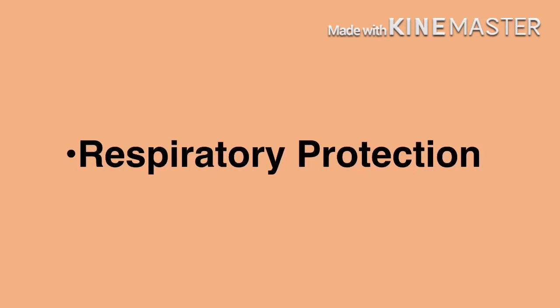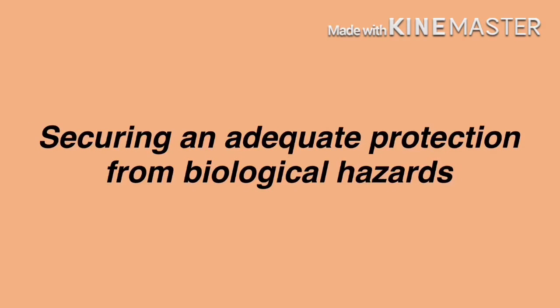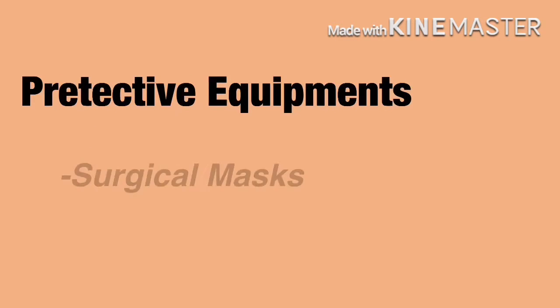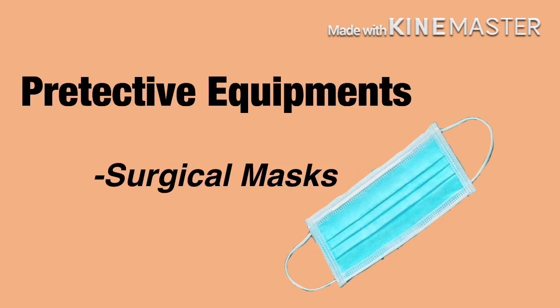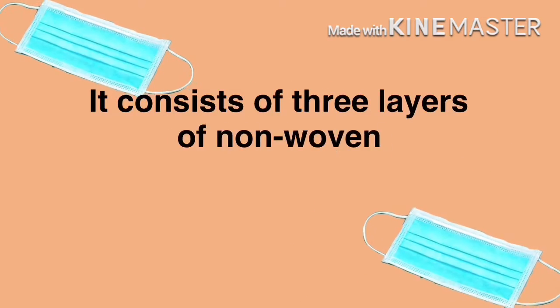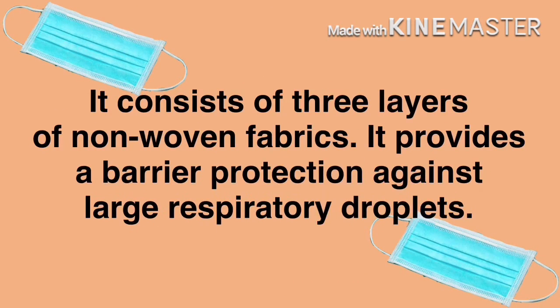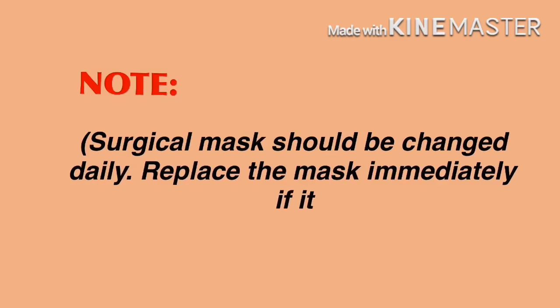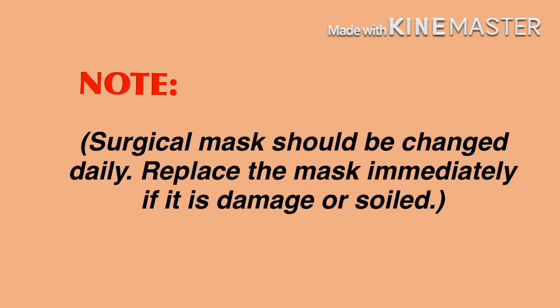Respiratory protection. Using the appropriate respiratory protective equipment is important for securing adequate protection from biological hazards. Common protective equipment includes the surgical mask. It consists of 3 layers of non-woven fabric. It provides barrier protection against large respiratory droplets. A surgical mask should be changed daily. Replace the mask immediately if it is damaged or soiled.